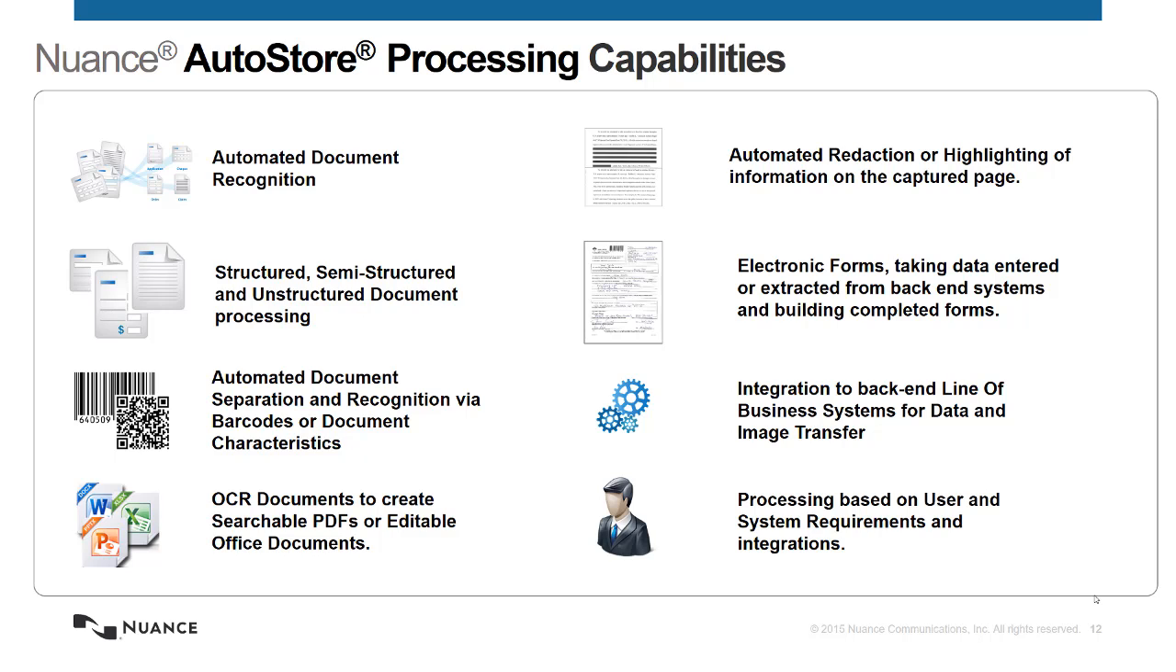When we add to AutoStore's functionality with the features and functions that come with the AutoStore add-ons of OpenForms 360 and the components within AutoStore, we add to that the ability for automated document recognition, the processing of structured, semi-structured and unstructured documents, automated document separation and recognition via barcodes or document characteristics, the processing of data via electronic forms and extraction from back-end systems to build complete forms, and the processing of that data integrated to the back-end line of business systems for data and image transfer based on the user and system requirements, provide the best possible approach for secure information exchange of documents and business data.